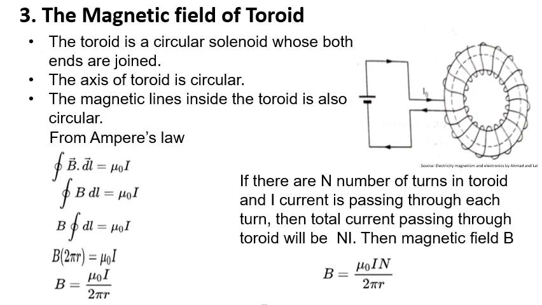This gives B times 2 pi r equals mu naught I, and B equals mu naught I upon 2 pi r. If there are capital N turns in the toroid and current I is passing through each turn, then the total current passing through the toroid will be NI. Then the magnetic field of the toroid will be B equals mu naught NI upon 2 pi r.